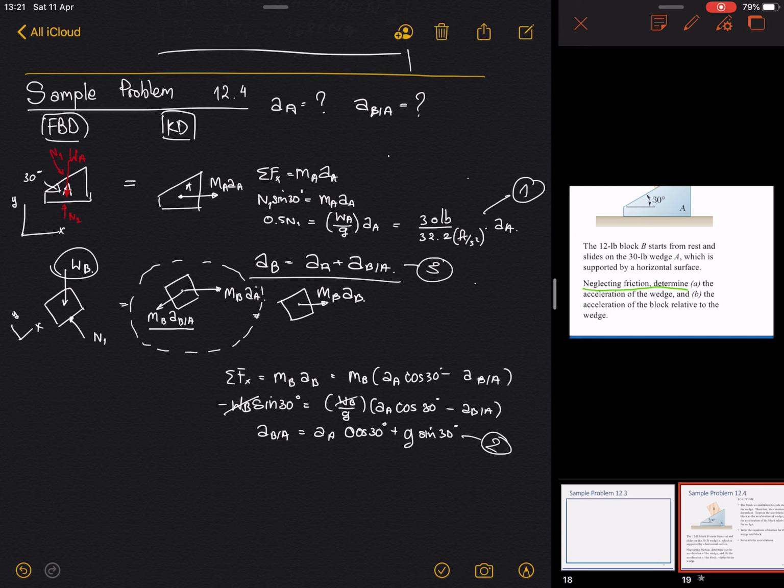And alright, then we also have to solve sigma Fy on this B object equal to M_B a_y. We have to solve this because we would like to know the normal force N1. Right? And then we will have here N1 minus W_B cos 30 equal to negative W_B over g, and then everything multiplied by a_A sine 30.